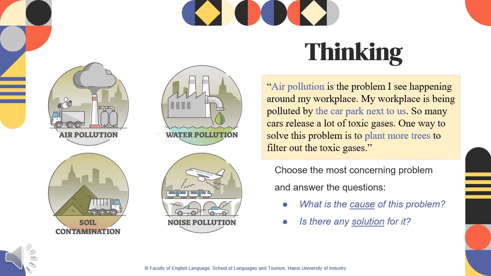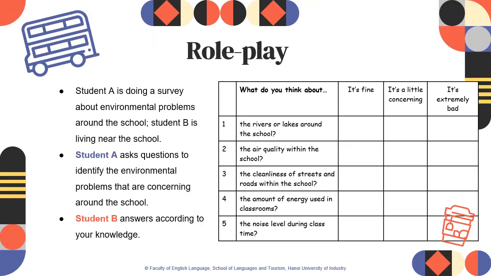Next activity. Role play. Again, find someone to practice with you. There are two roles. Student A is doing a survey about environmental problems around the school. Student B is living near the school. Student A asks questions to identify the environmental problems that are concerning around the school. Use the table on your right for ideas. Student B answers according to your knowledge. Pause the video to start role playing.